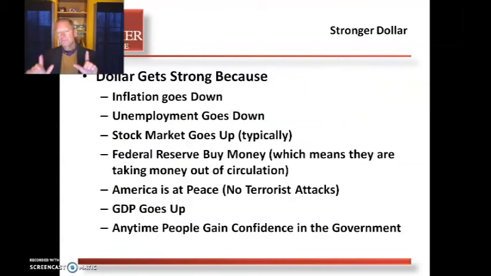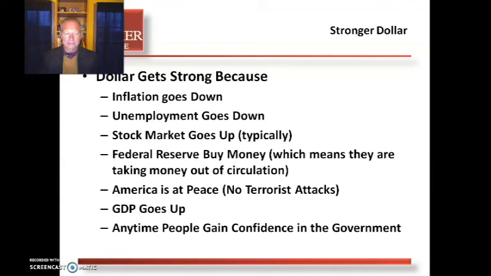Now, when the dollar gets stronger, consumers win. The dollar gets stronger because inflation goes down. Right now, the dollar is as strong as it's been in a long time because inflation is down and unemployment is down. If the stock market goes up, which it has been going up since 2008 until 3 weeks ago, the dollar gets stronger. When the Federal Reserve buys money or takes money out of circulation, they're reducing the supply of money. The dollar gets stronger. When America is at peace, there are no terrorist attacks, nothing happens, the dollar gets stronger. If GDP goes up, the dollar gets stronger, and any time people gain confidence in the government, the dollar gets stronger.